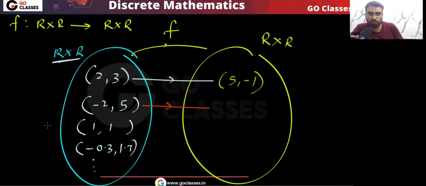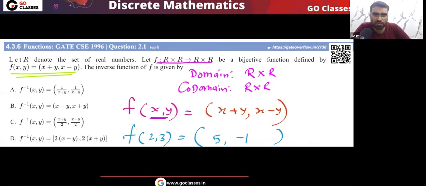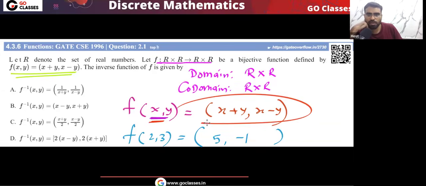What will be the image of minus 2 comma 5? That will be 3 comma minus 7. Is this clear? What will be the image of this element? That will be 2 comma 0. Did you understand? So first you understand this function: it maps the element x comma y to x plus y, x minus y. So this is your function.